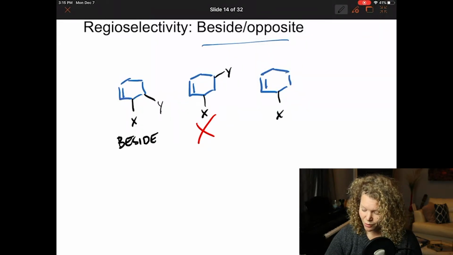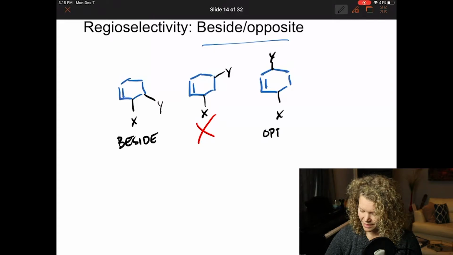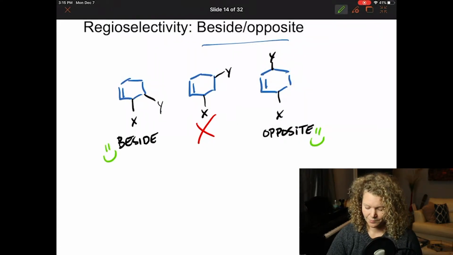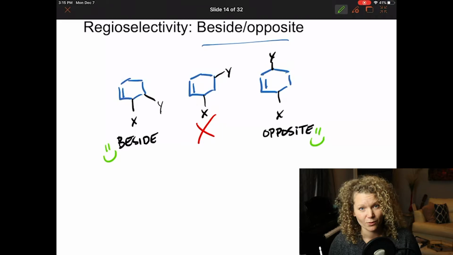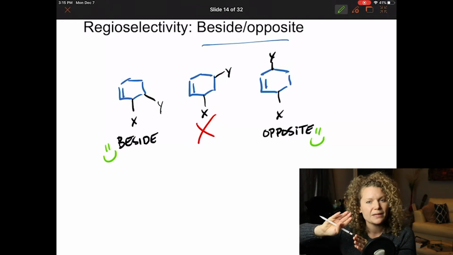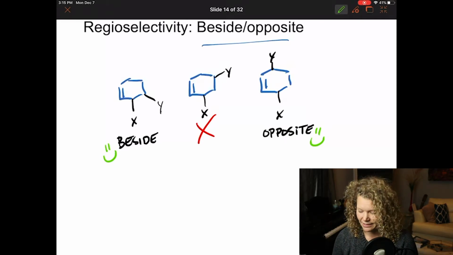If you can draw the two groups opposite of each other, you've got your X and the Y group here, okay? This is what I'm calling opposite. So these are two favored regioselectivities for the Diels-Alder, okay? And so really what we're doing is just either flipping the dienophile to get the desired product here.